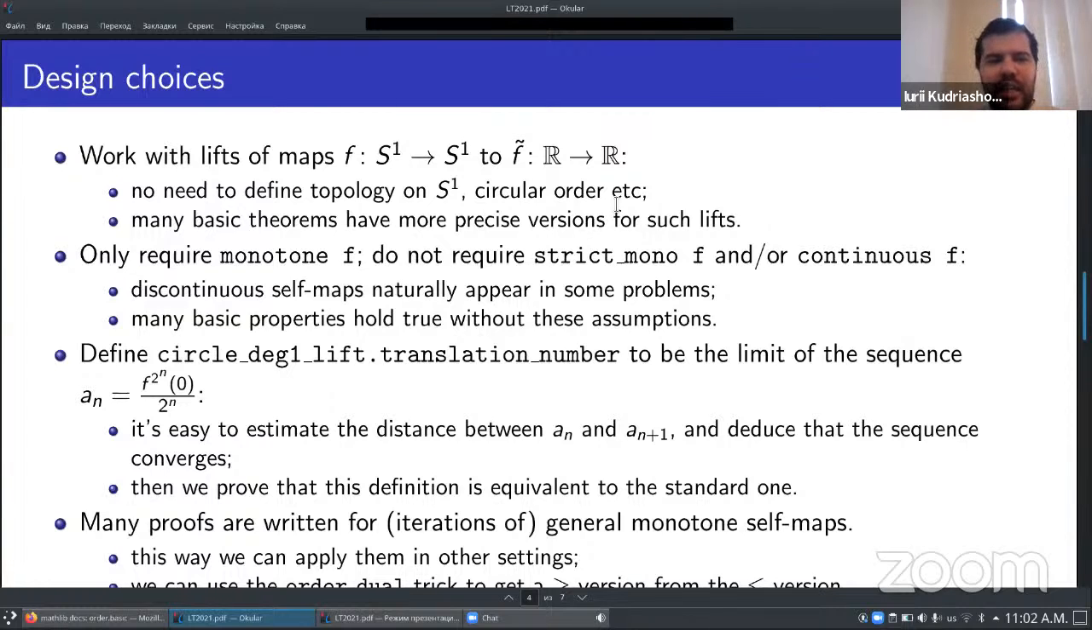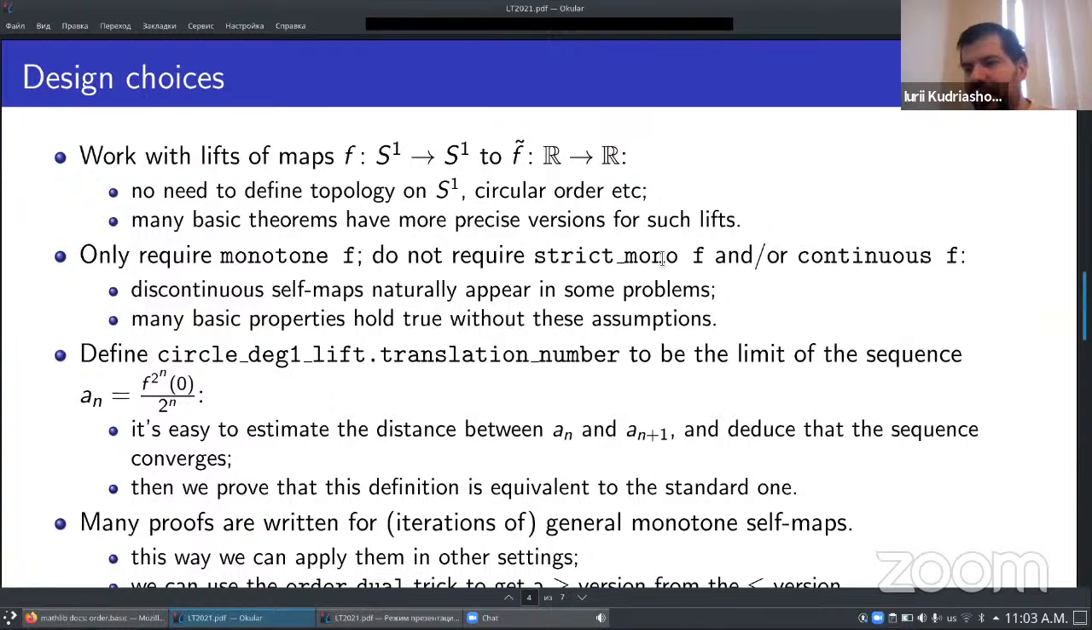And I made two more important decisions. One is to include only very minimalistic assumptions in the definition. So I only require that f is monotone. I do not require that it's strictly monotone, and I do not require that it is continuous.